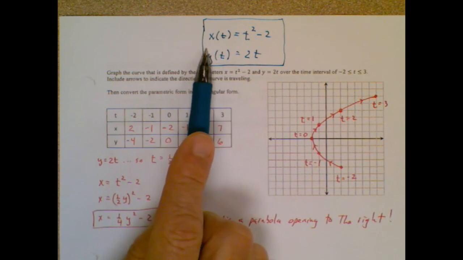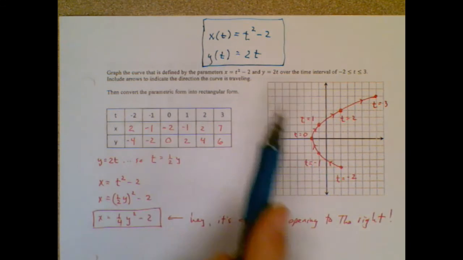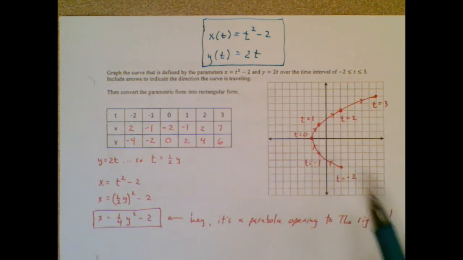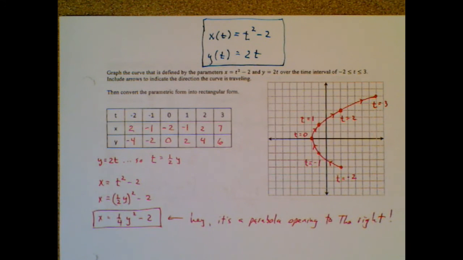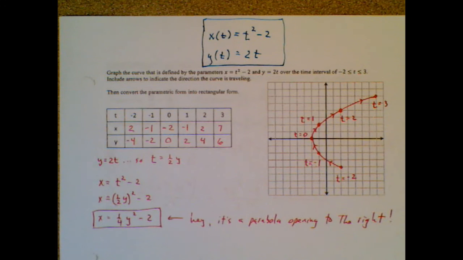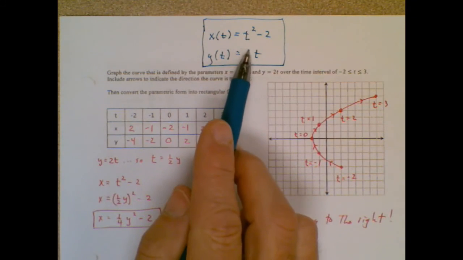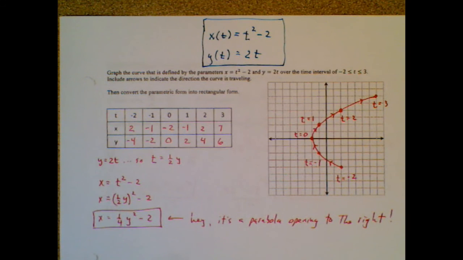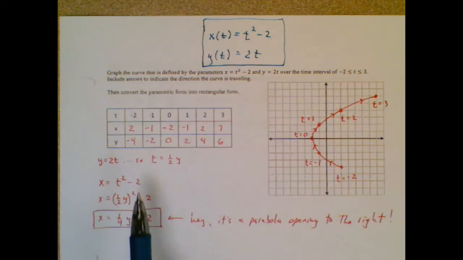Turns out that this set of parametric equations defines some sort of quadratic. In this case, it's opening up to the right. Notice I have the arrows on there to indicate the direction of travel. Well, the other thing you can do, since we figure this is a parabola opening to the right, you can take those two equations and you can use some algebra trickery to eliminate the parameter t.